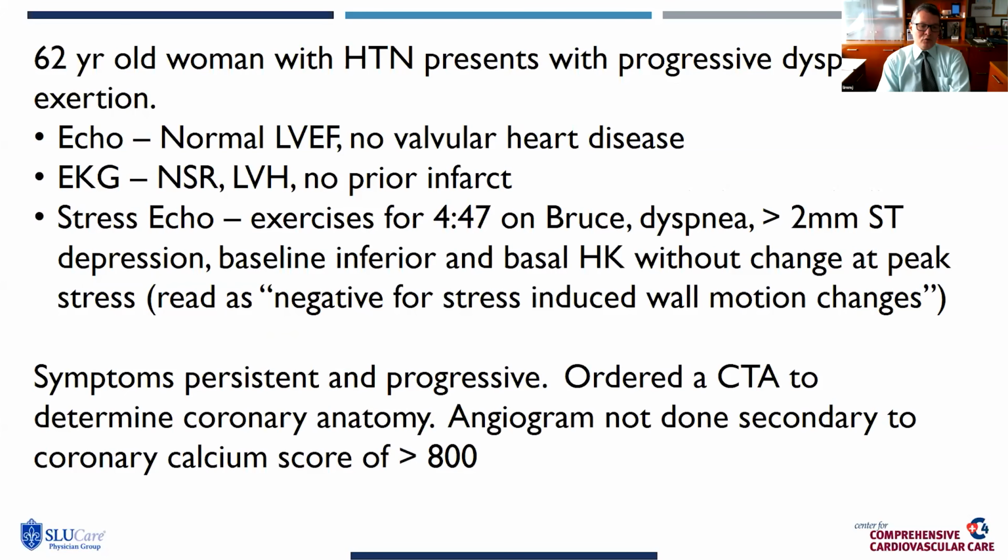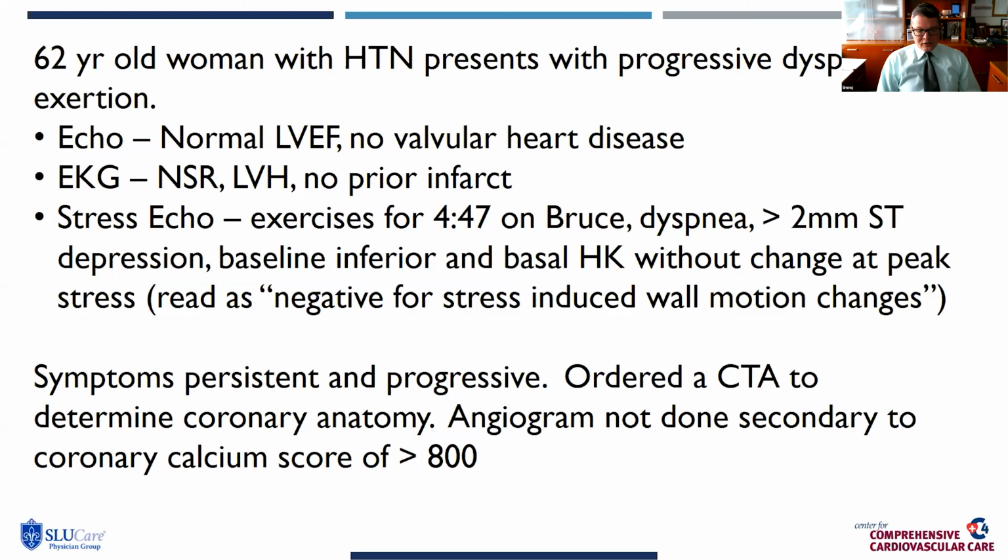With respect to the alphabet soup of coronary physiology, I thought that I would try to make this real and talk to you about a case. This is a 62-year-old woman who came in to see us. She has had hypertension for a long time and has been having some progressive dyspnea on exertion, but she doesn't really think much of this. She's been dealing with this for years. So we got an echo, and she had a normal EF and no valvular heart disease. EKG shows normal sinus rhythm with LVH consistent with her hypertension and no prior infarct.